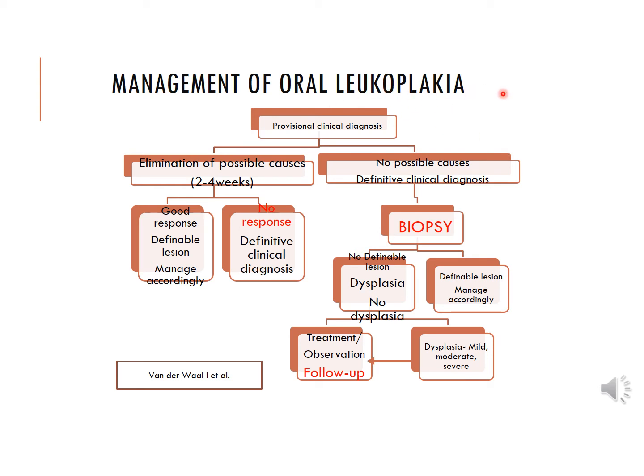So let's just look at this table once. Provisional clinical diagnosis: let's say you've come up with a diagnosis of oral leukoplakia, and how do we go about this case? First of all, you try and eliminate the possible cause. Now what could be the causes? Either ask your patient to quit smoking, or if there is a sharp tooth or any denture that is irritating the area, you would want to eliminate that cause.